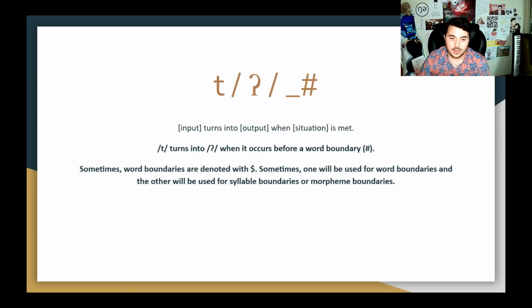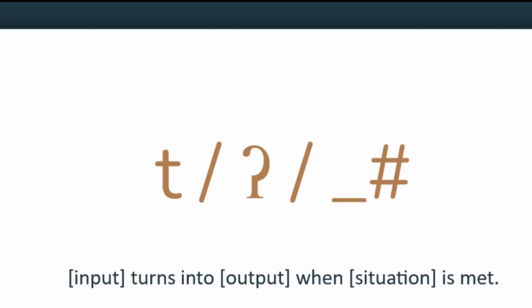So you're going to start seeing a pattern emerge here as we go through a couple more examples. So here we have t, or the phoneme t, turns into a glottal stop when it is before a word boundary. Now what you see there, that's in the situation column, you have an underscore and a hashtag. The underscore is the input and the output. It is the blank position where this variable is happening. The hashtag is representative of a word boundary.